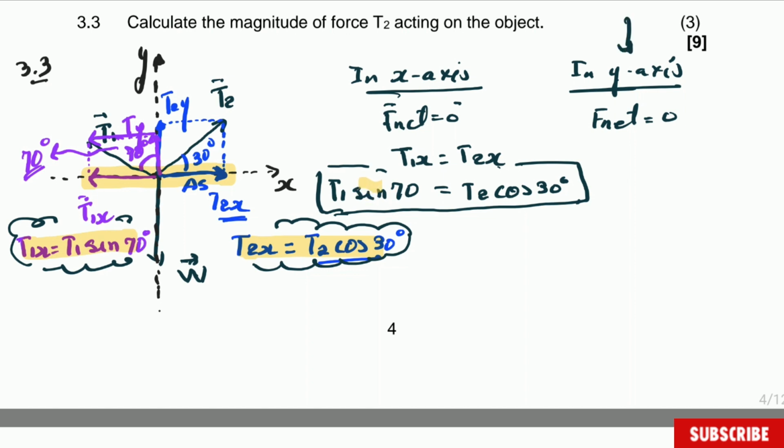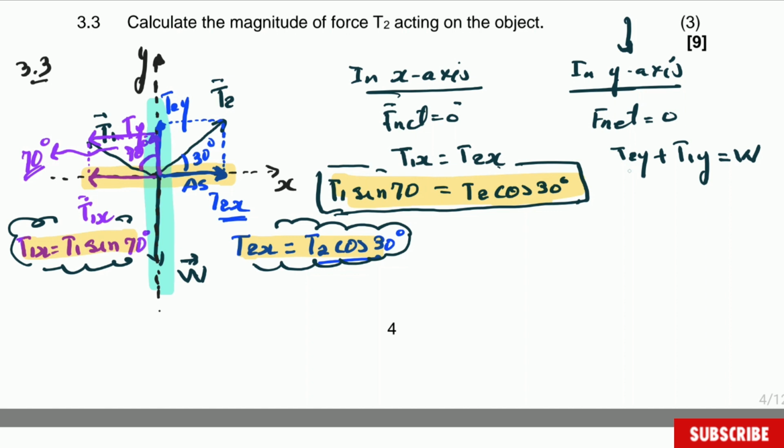So we stop here because we don't have some data. Now, in the y-axis, what forces do we have? Well, in the y-axis, we have, pointing up, T2 in y and T1 in y. And pointing down, we have the weight. So we can say that T2 in y plus T1 in y must be equal to weight. Everything up must be equal to everything down.